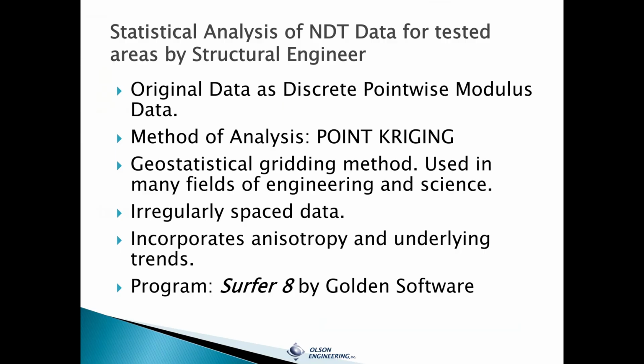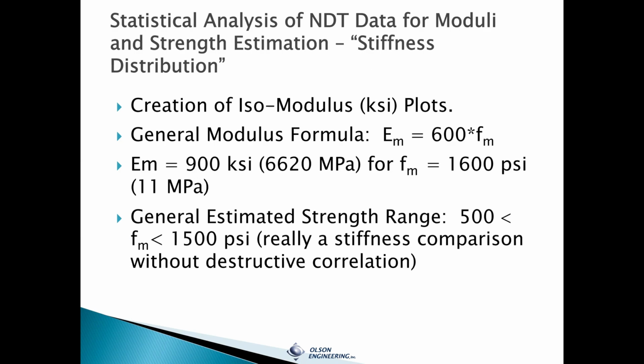It incorporates anisotropy and underlying trends. We use this software. It's now up to Surfer version 18 or later by Golden Software, which is actually near our office, which is in Wheat Ridge, Colorado, quite close to Golden, Colorado, on the west side of Denver. And so he was using this software to take our data.